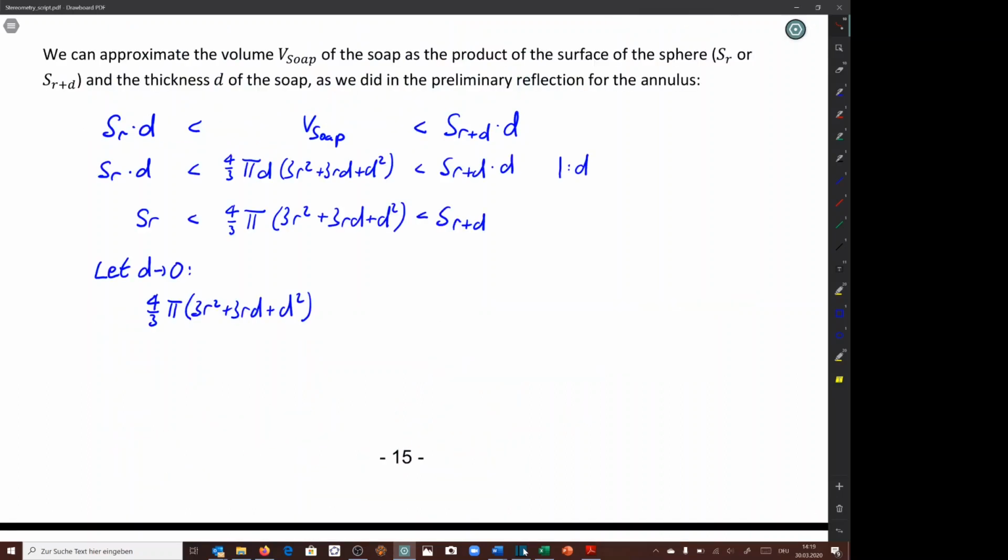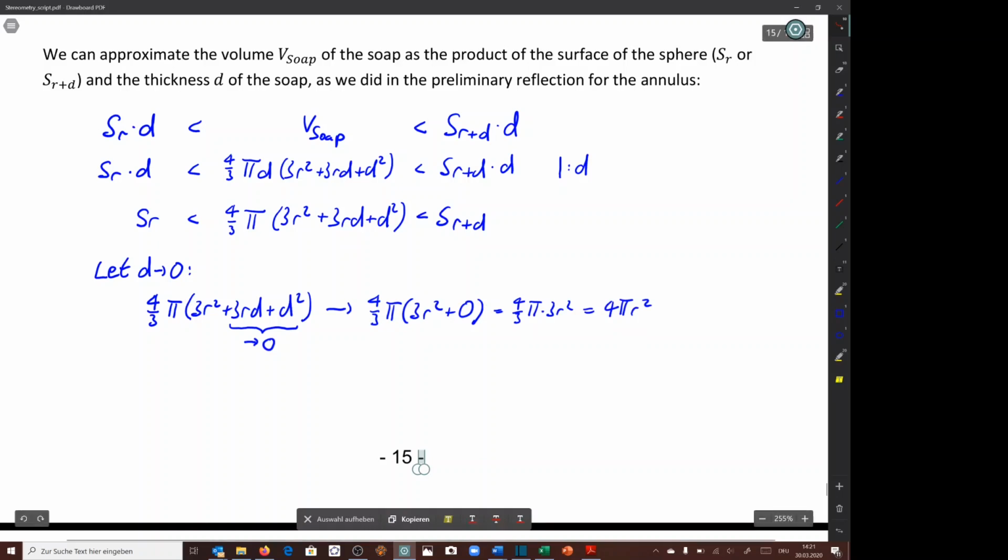Now let us look at what happens when we let the thickness of the soap become thinner and thinner. This means when we let d go towards 0. In this expression here, since d goes towards 0, this expression will go towards 0, and the d squared as well. Remember, r is just a fixed number, so I have some number times d. d is becoming 0, so everything here goes towards 0. This means that the expression goes towards 4/3 pi times 3r squared plus 0, which is equal to 4 pi r squared.